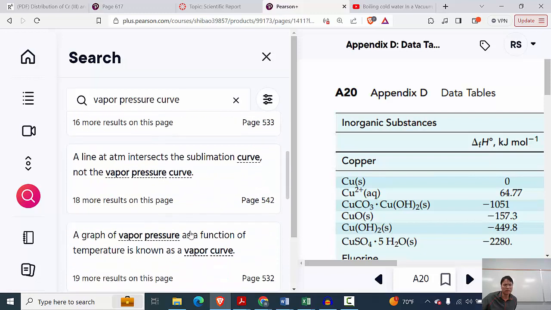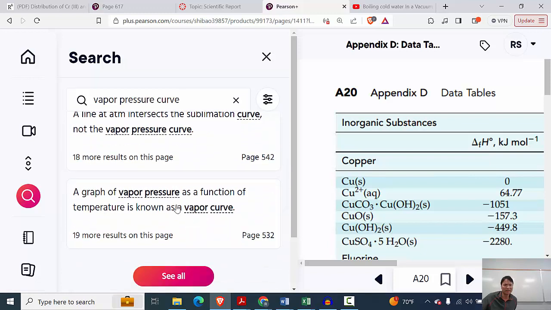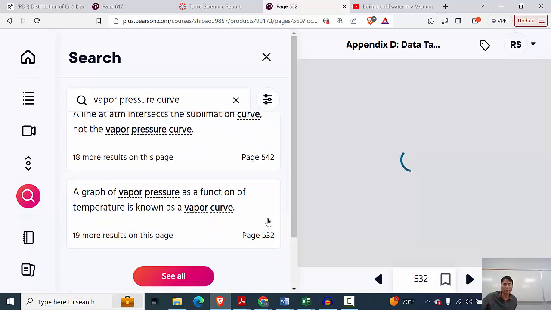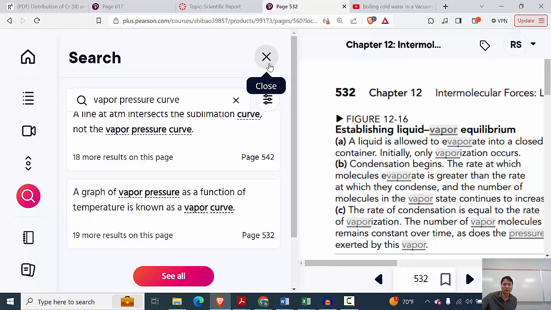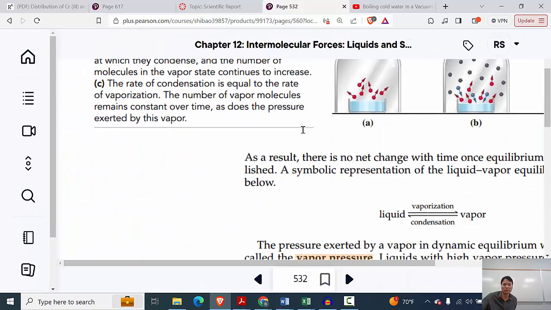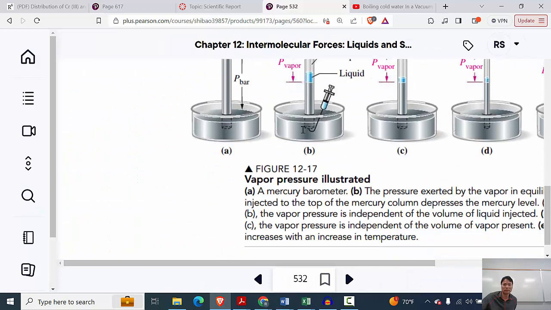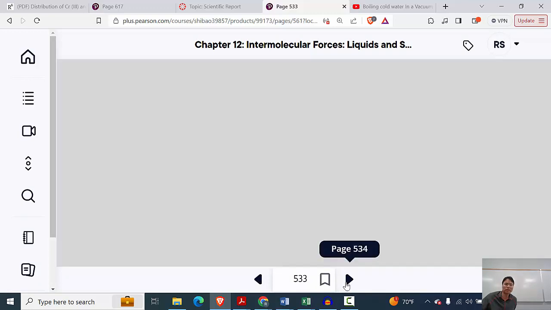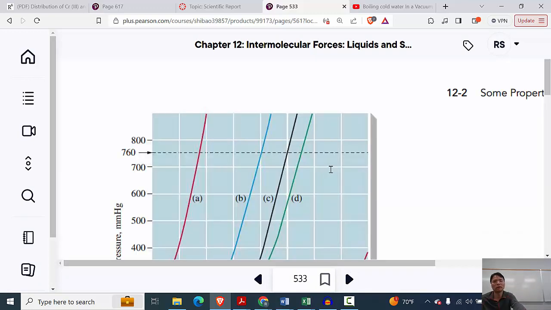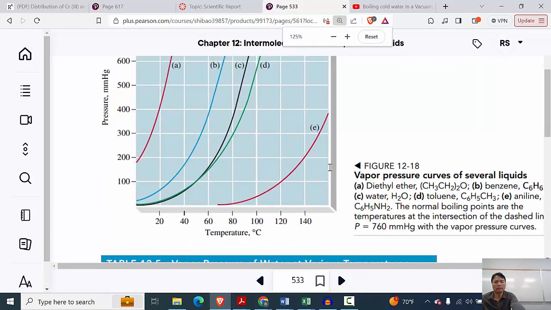See, vapor pressure curves, what page was that on? 532, I think. This is measuring vapor pressure, chapter 12. You remember these vapor pressure curves?